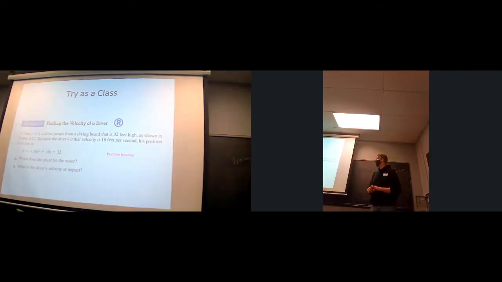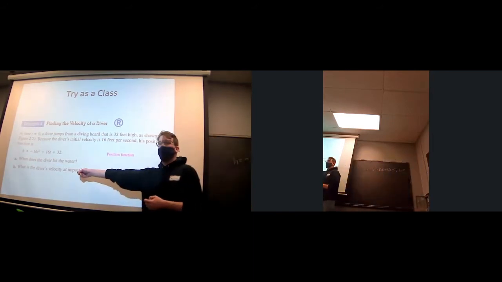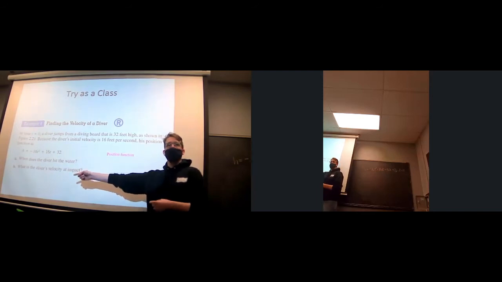Now, the second question is, what was their velocity when they hit the water? Is that the derivative? It is the derivative, because it's the instantaneous change of their position, right? That's what velocity measures. Agreed? So h prime is going to be equal to negative 32t plus 16. That's it. Right?